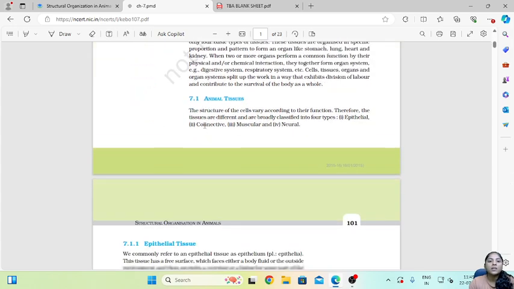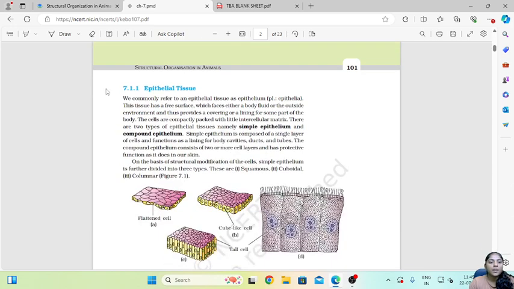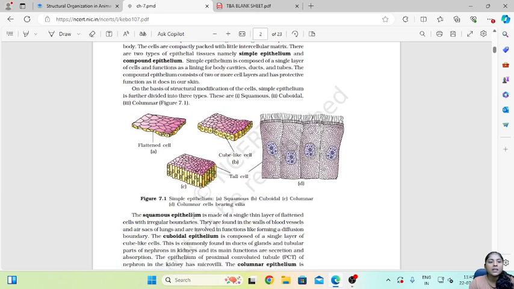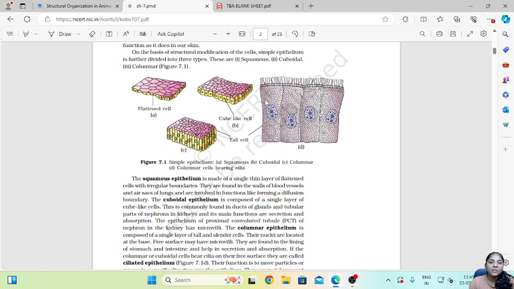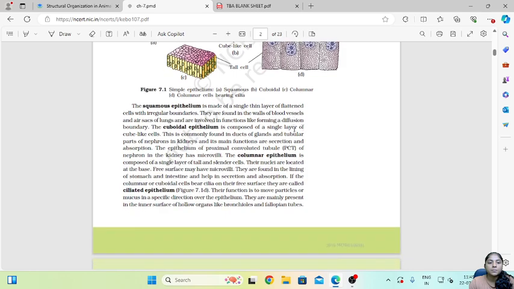So we have learned the different animal tissues, epithelial tissues. Here we can see the diagram. So we have simple epithelium. The first one is the squamous epithelium. Then we have cuboidal epithelium, where the cells are cube shaped, and then third we have the columnar epithelium. So the cells are in the shape of a column. Then these are the columnar epithelium bearing the cilia.